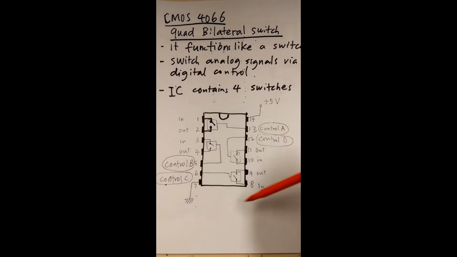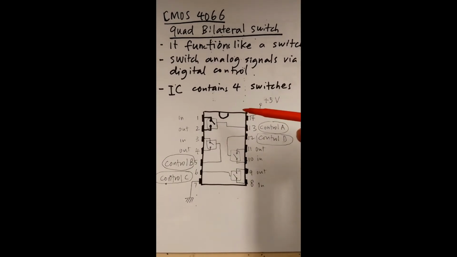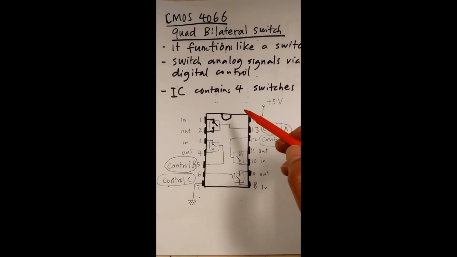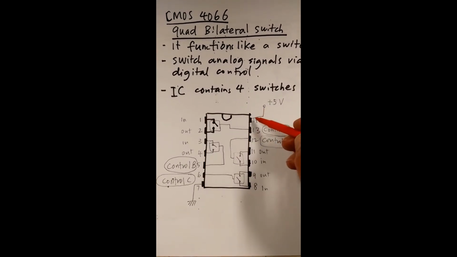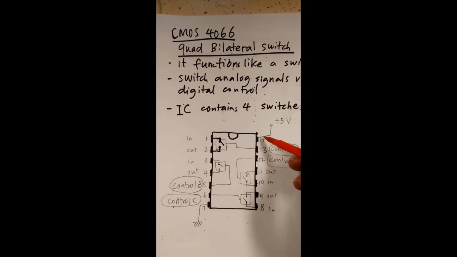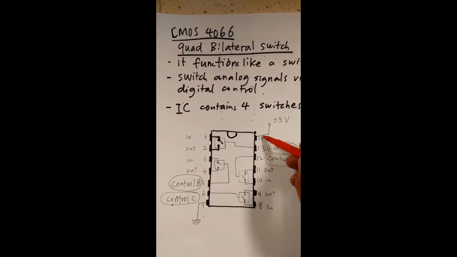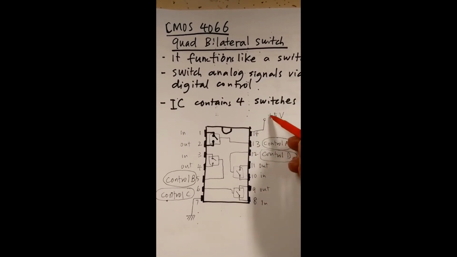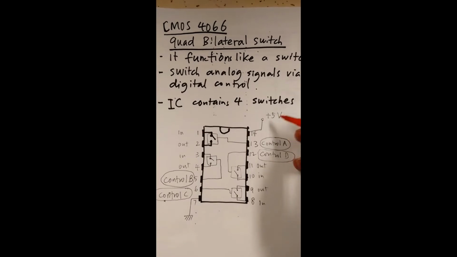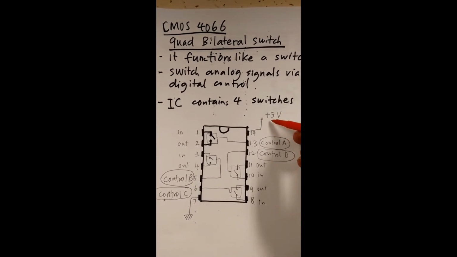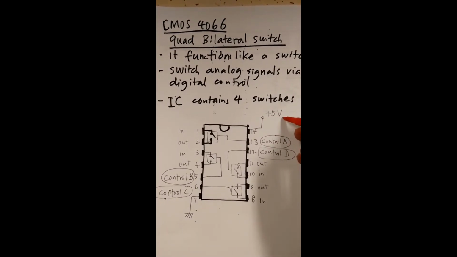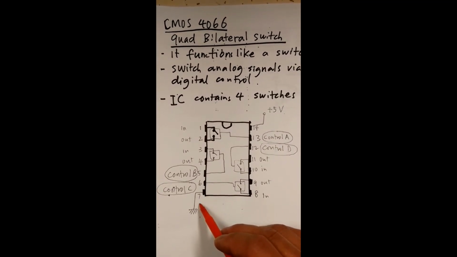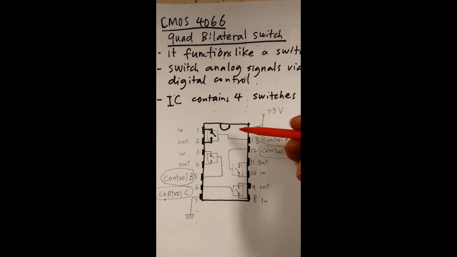This is the schematic diagram of the IC 4066. We have the powers, like usual. We have to power the chip, the IC, at pin number 14. I use 5 volts, but you can power this IC from 5 to 15 volts, all right. And pin number 7 is for ground.